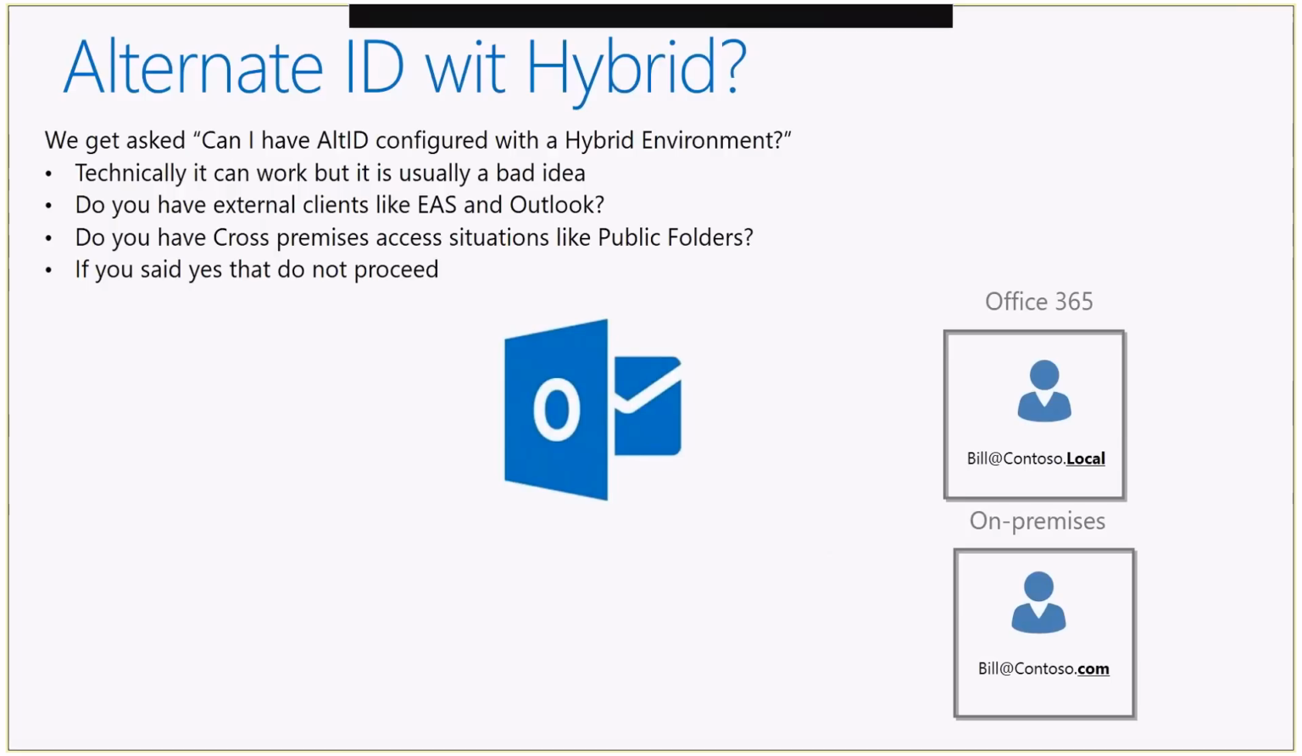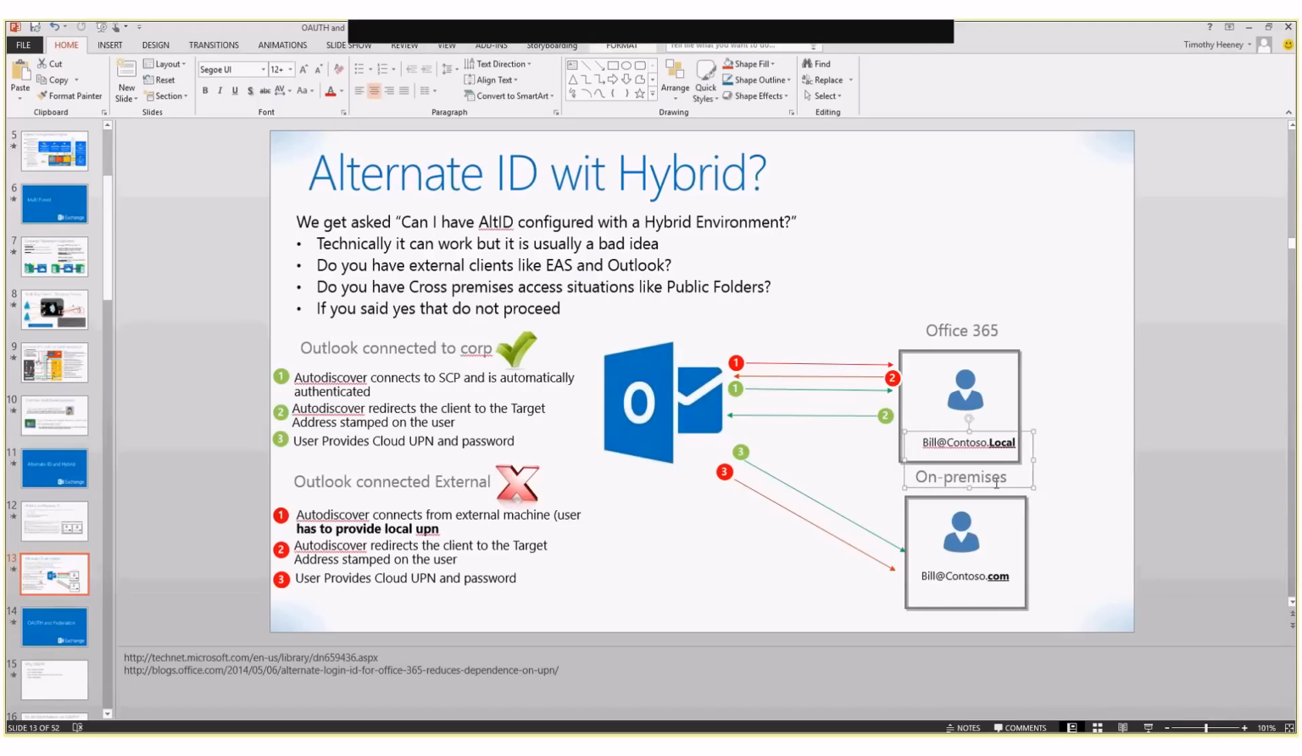When you're in a hybrid configuration, let's say your Outlook is connected to Corp, connected to a corporate network, and Bill is creating a profile. Bill's mailbox is in the cloud. First thing that happens is Autodiscover would connect to the service connection point on premises. This diagram is still a little bit screwed up, I have it flipped. Where it says Office 365, it should say on premises. Let me go ahead and fix that real fast so that there is less confusion.